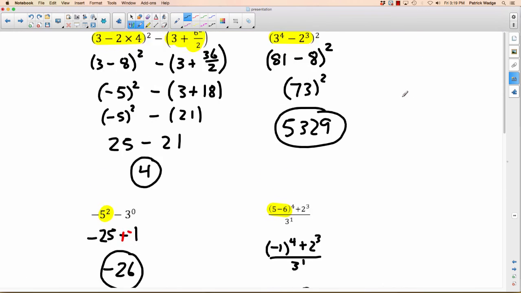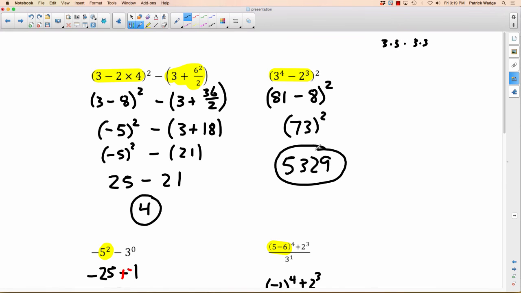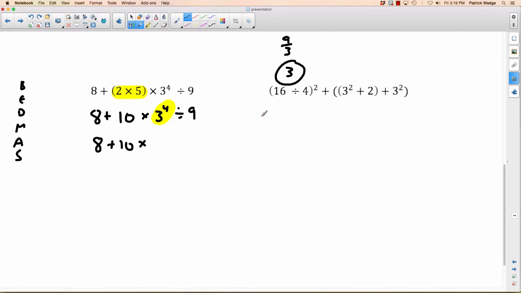Hey, remember we did that one up here. It was our 3 times 3 times 3. We got 81 when we did that. So 81 for 3 to the 4th, and then divided by 9. Okay, so we've done brackets, we've done exponents. Next we want to do division and multiplication, and we want to go from left to right. So this is important. A lot of people see this 81 divided by 9, and they get all excited. Hey, I can do that right there. No, you should be doing this first, right? That multiplication comes before that division. So I have 8 plus 10 times 81 is 810, and then I'm going to divide it by 9.